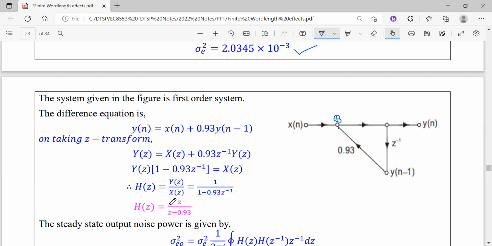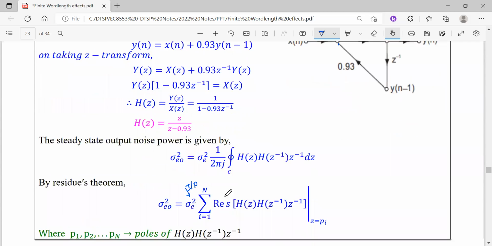Now H(z) can be expressed using positive powers of z as z by z minus 0.93. The same H(z), if you take z inverse outside and simplify it, we are going to get it as z by z minus 0.93. Now this is our H(z).